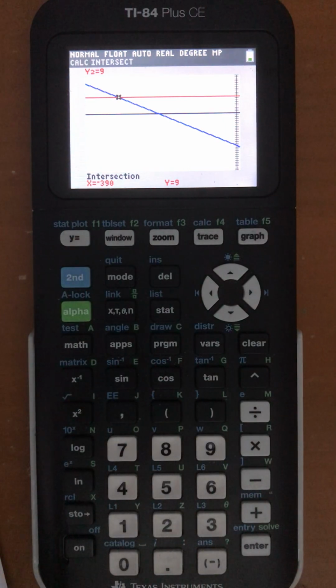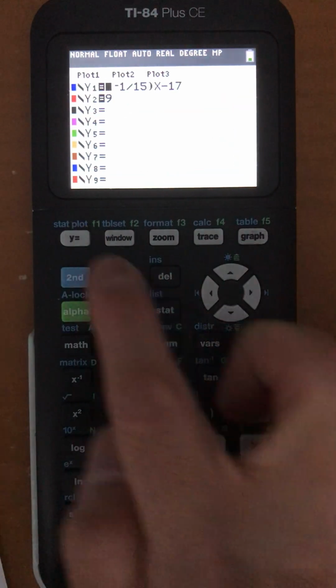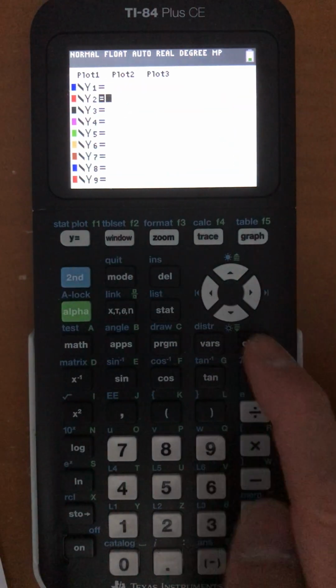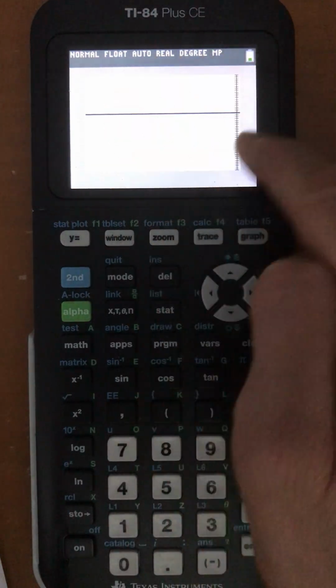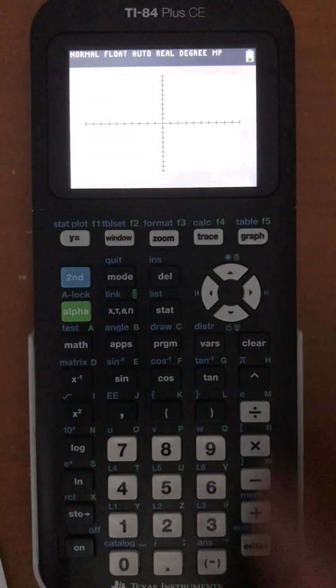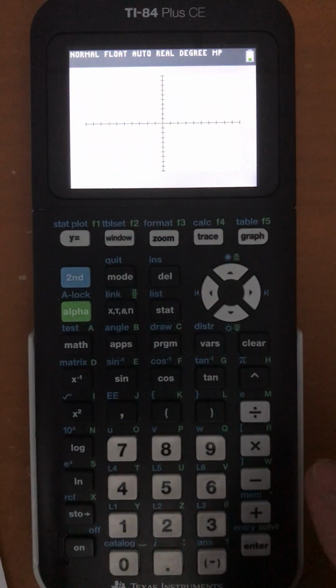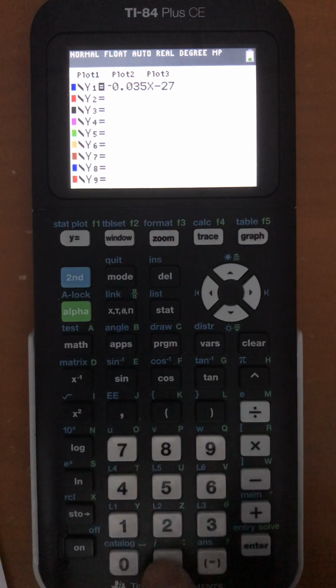Okay, last one, graph the line, y equals negative 0.035x minus 27.5. Okay, before we do that, let's clear everything. So I'm going to go back to my y equals screen, clear, clear. Okay, and I also need to fix this screen. Let's zoom and then 6 standard to clear it and bring it back to 0. Okay, and then let's graph the line, negative 0.035x minus 27.5.